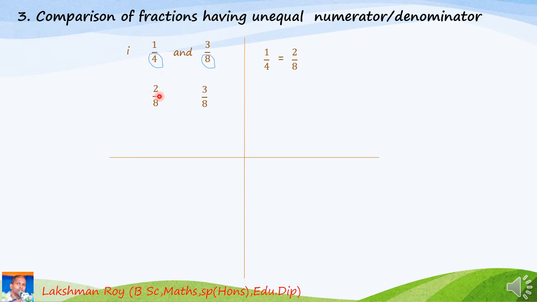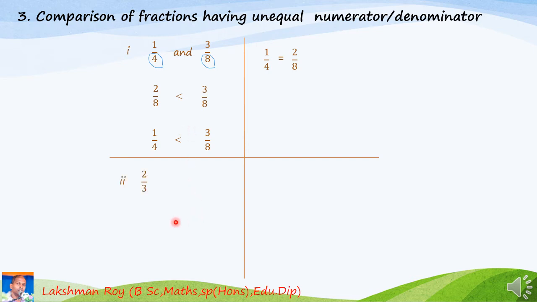Here taken 2 parts, here taken 3 parts. So if you take 3 parts, that is the big one, right? But they gave us to compare 1/4 and 3/8. So that means 3/8 is big, understand? Right, let's move to another example.